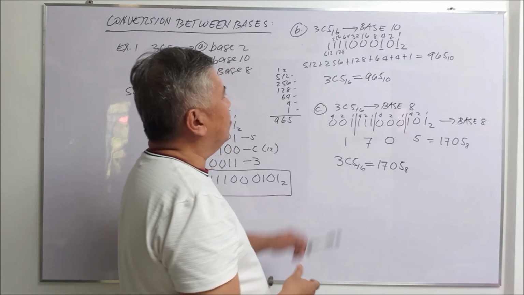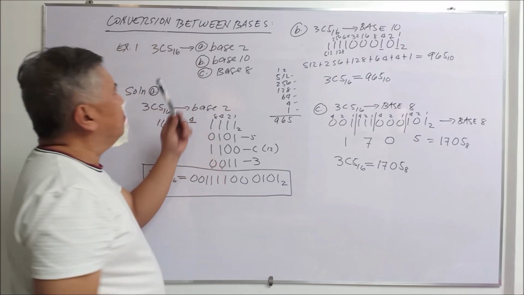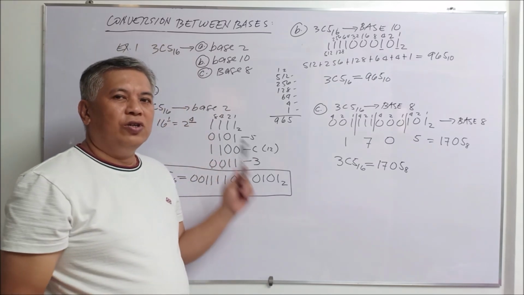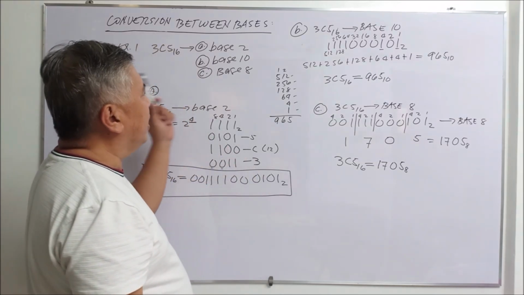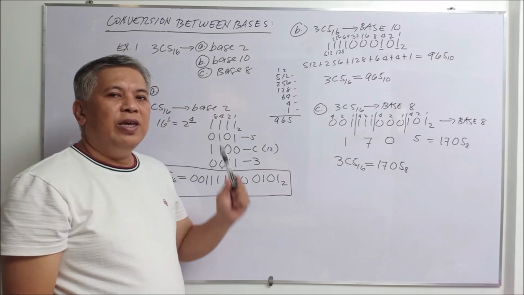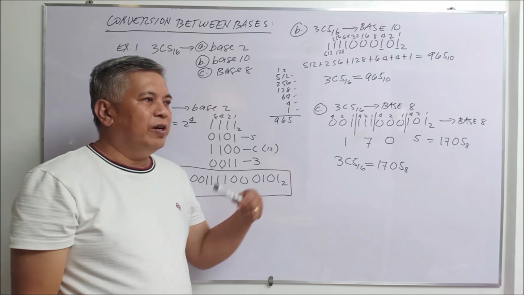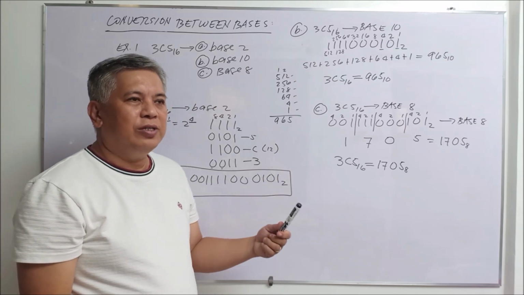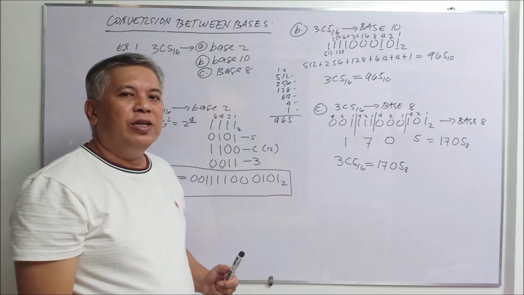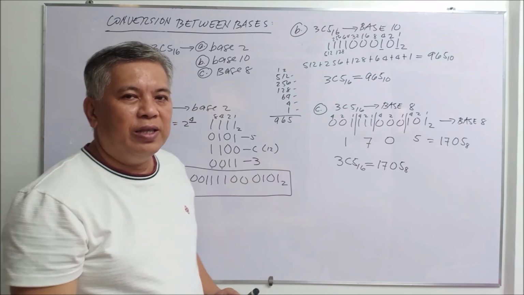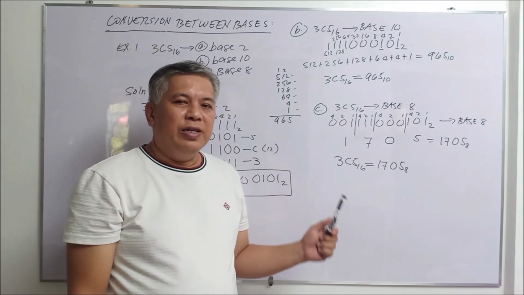So that is how conversion between bases using the short method is performed. Again, base 2 should be our reference number system. Before converting to another number system, we have to obtain first the binary equivalent of that particular number system.